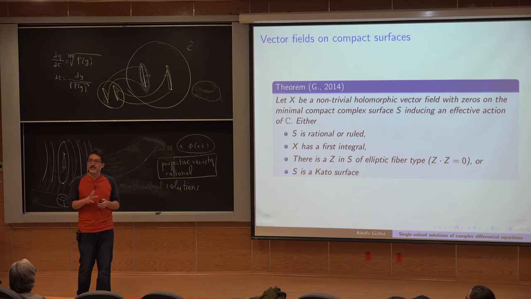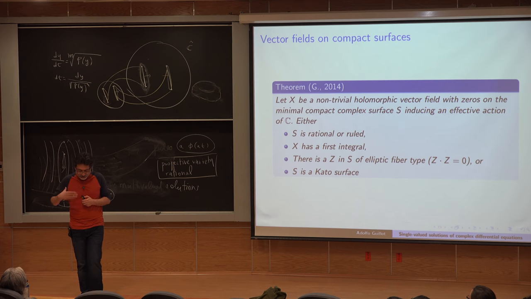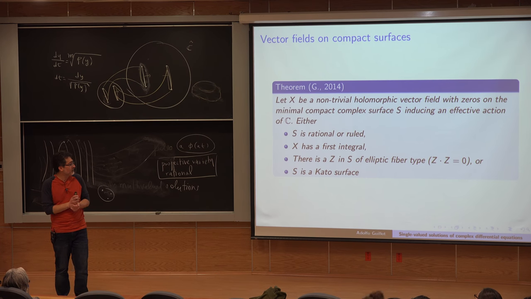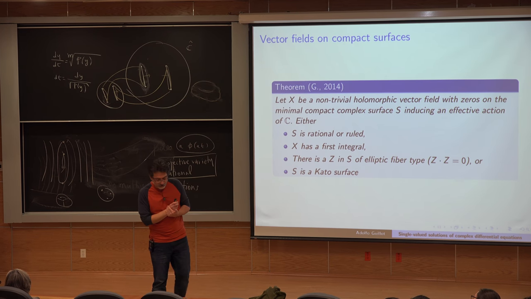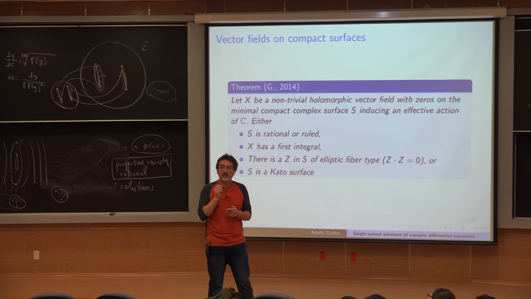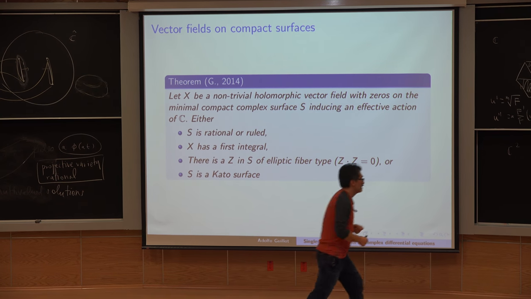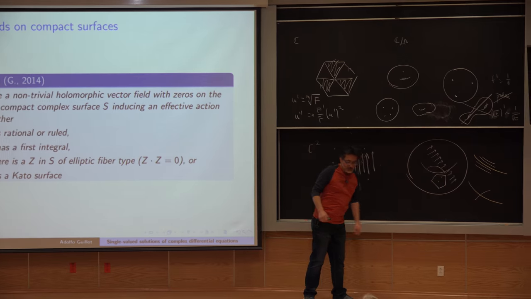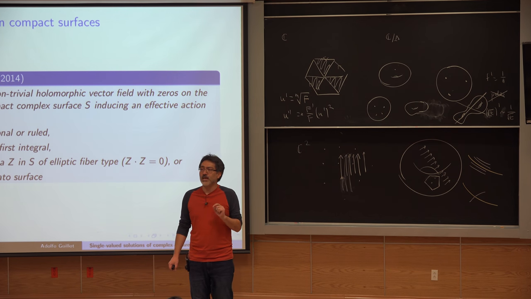Just let me give you a statement that can be easily obtained by the same sort of argument. You have a holomorphic vector field, which is not identically zero, on a complex surface, and you assume that it has some zeros. If it doesn't, like in this case, then you leave it out. And you suppose as well that it does not induce an action of C star.